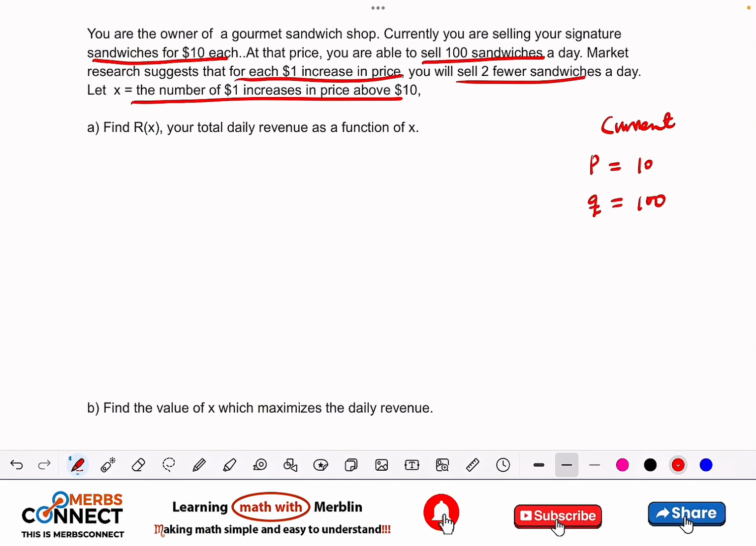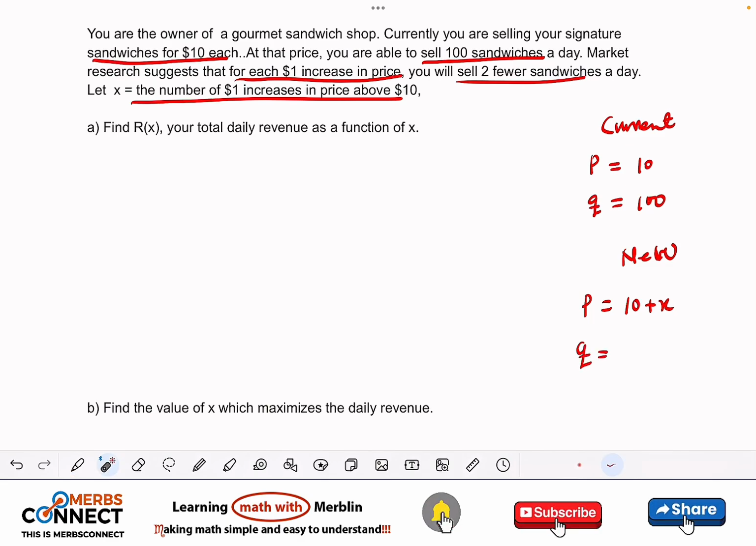Now let me move to new. New means that we have new information coming up. Here the idea is that we want to increase the price by just $1. Anytime we increase the price by $1, we are going to sell two fewer. X is the value for increasing the price. So our new price is going to be 10 plus X, and our new quantity, because when we increase the price we sell two less, is our current quantity minus 2 times X.